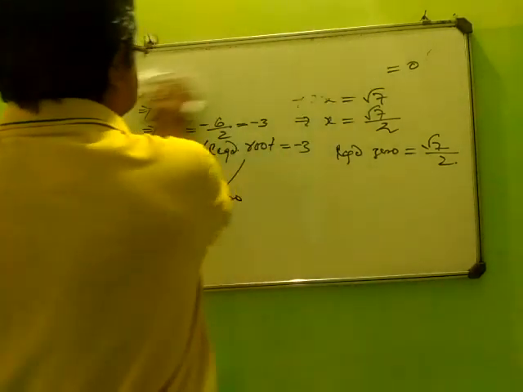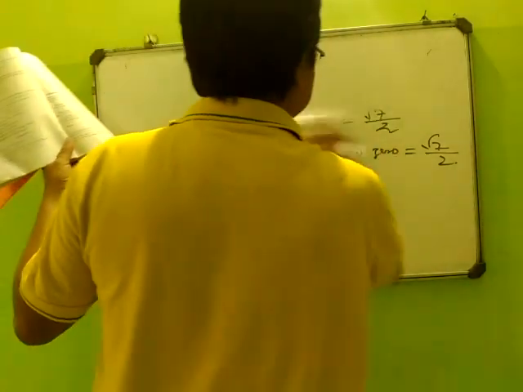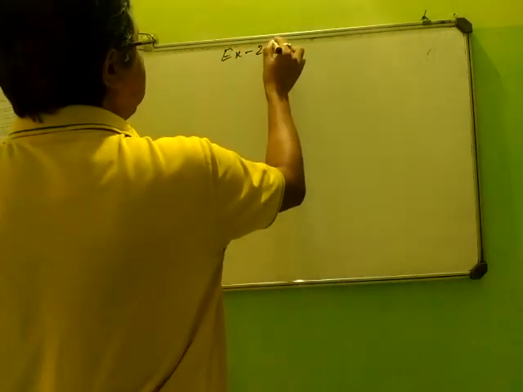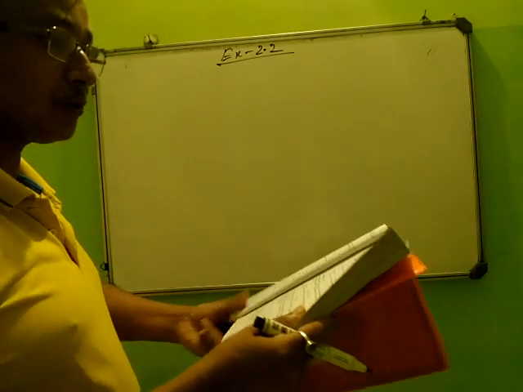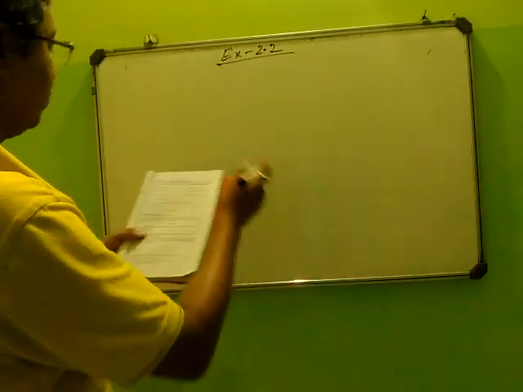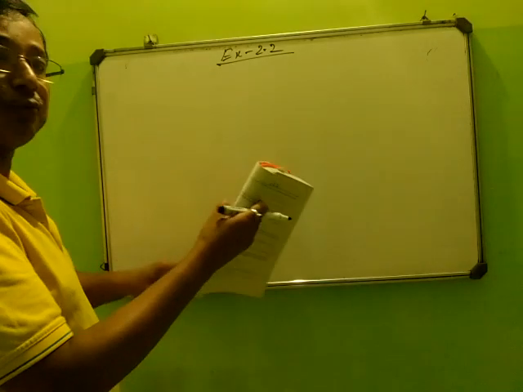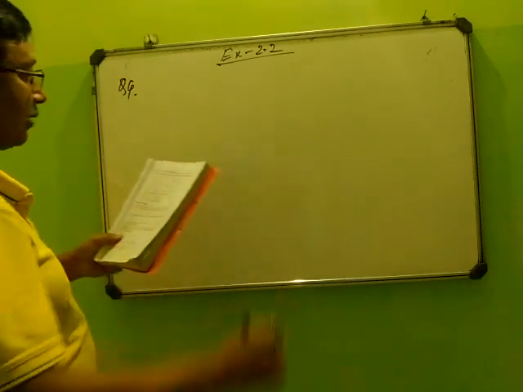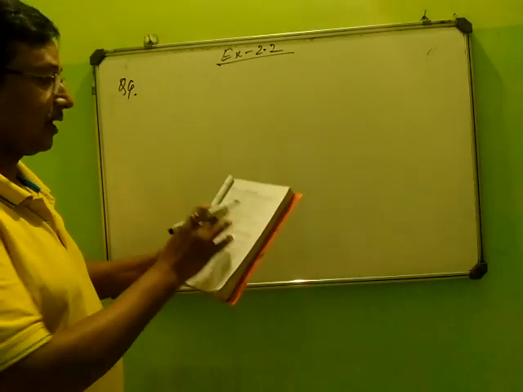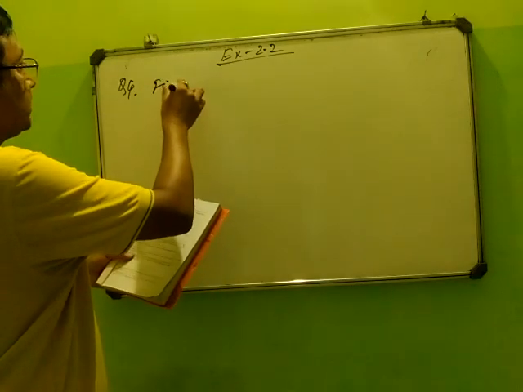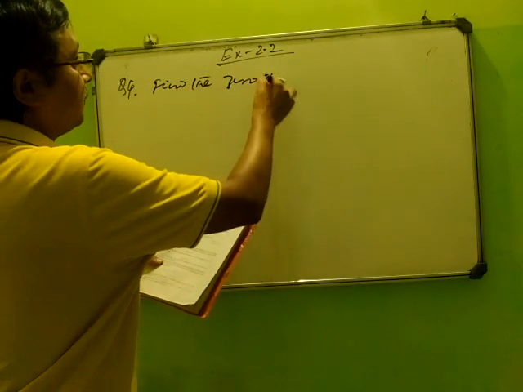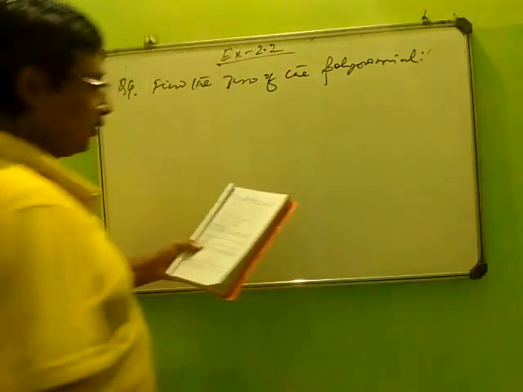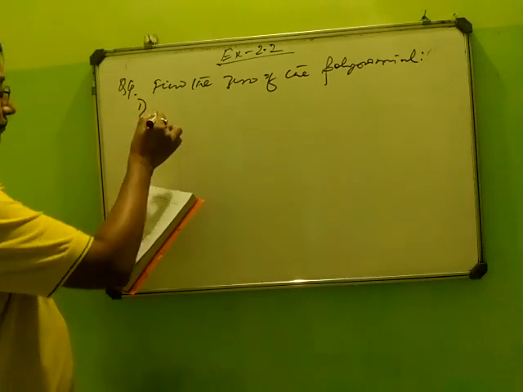I will take a few sums from your book, exercise 2.2. So textbook exercise 2.2. So you will take your textbook, the moment you see this one, 2.2. I will be doing question number 4. 1 and 2 was done in the first class. So question number 4. Then I will come back to question number 3. Find the zero of the polynomial. Let me take one.